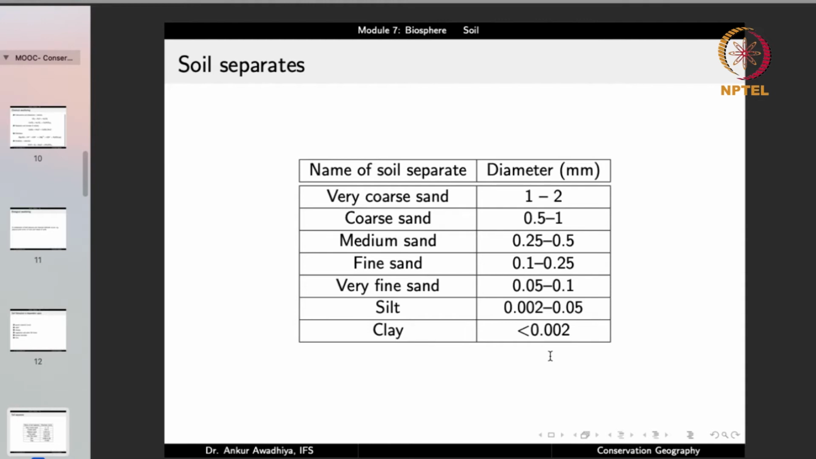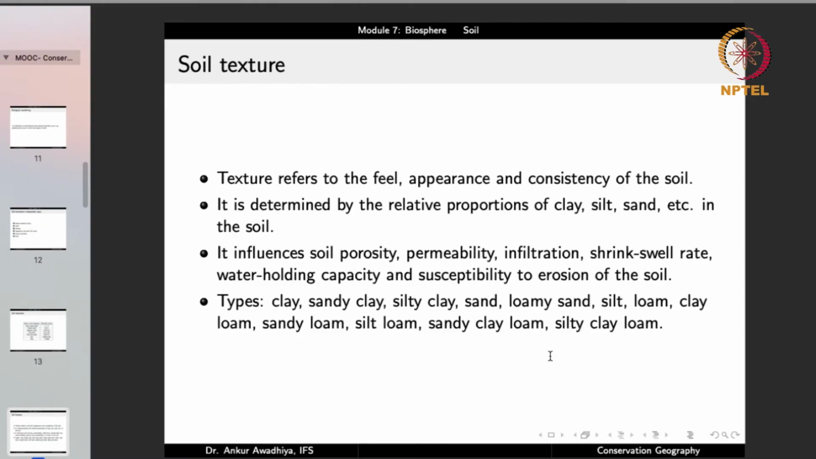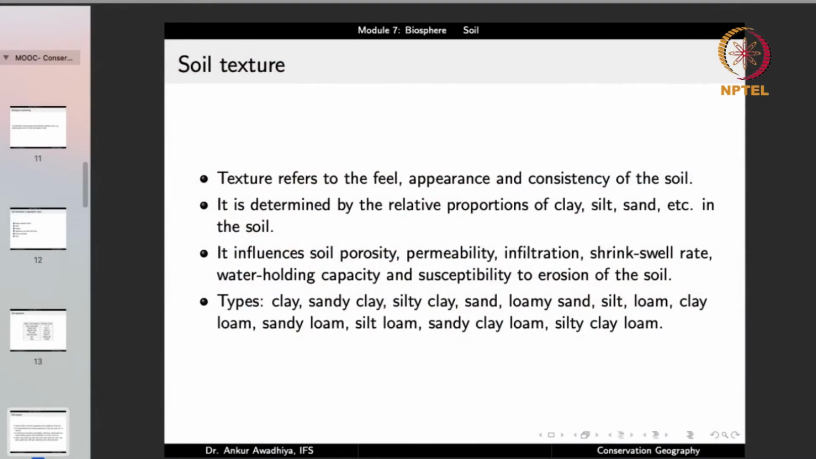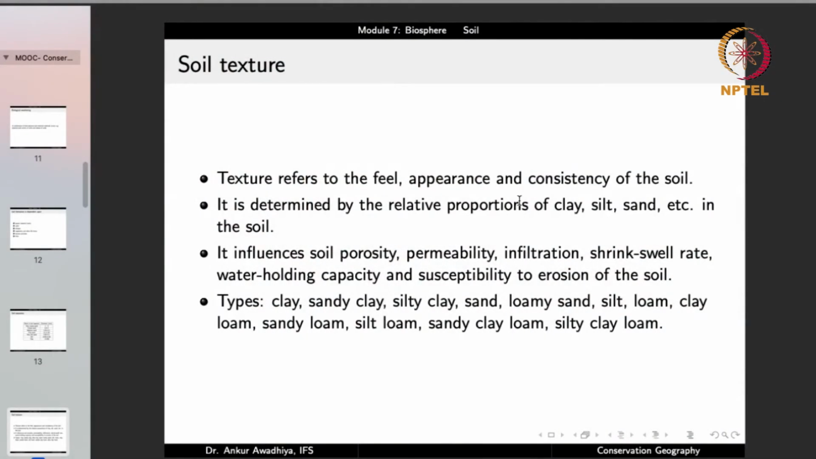When we talk about soil separates, we are classifying the fragments in the soil on the basis of their sizes. And the amount of these different soil separates, or their ratios, will determine the texture of the soil. Now, texture refers to the feel, appearance and consistency of the soil. What does the soil feel like? If you hold it in your hands, does it feel like a very coarse soil or a very fine soil? What is the appearance of the soil? Does it look like it comprises coarse materials or finer materials?